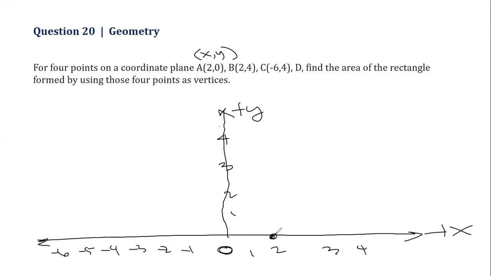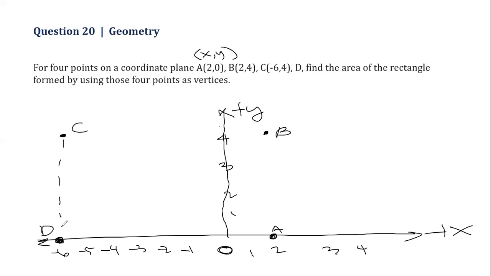So this is A. B is 2, 4. So the x is 2, the y is 4. C is negative 6, 4. So the x is here, the y is here. You see? And since it's a rectangle, we're pretty sure, even though the location is not given, that D is here, since the shape should be a rectangle.